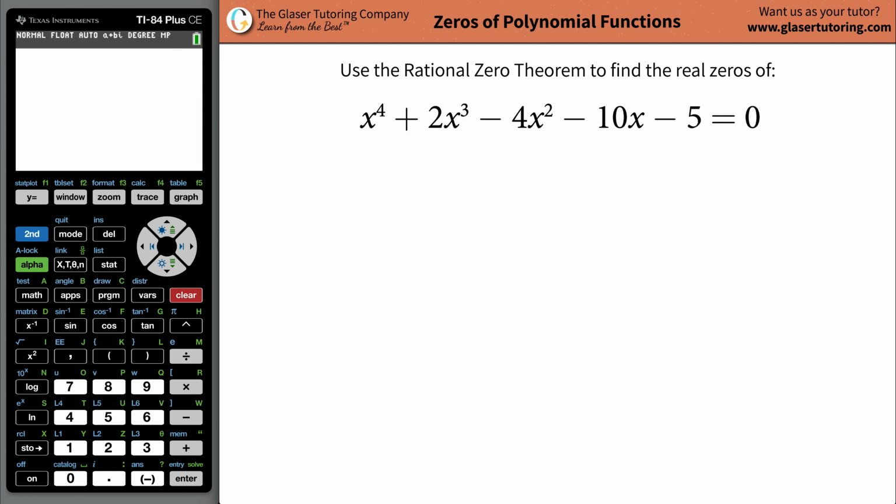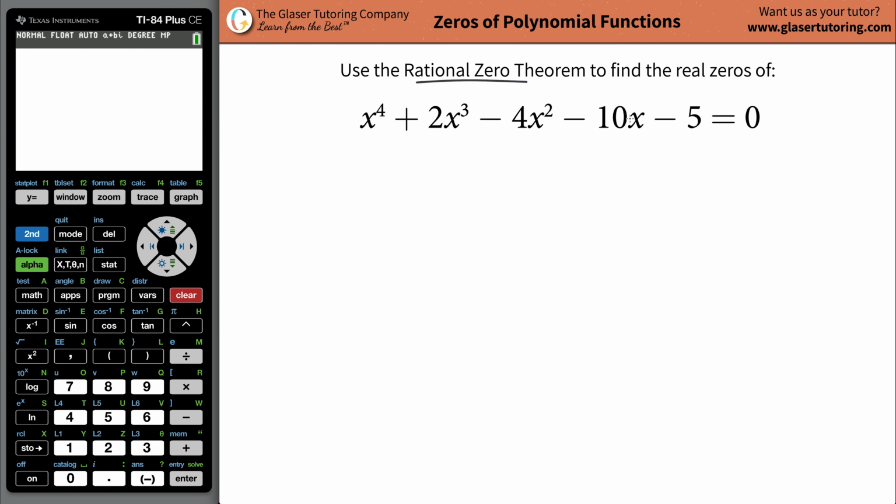Hi, I'm Andrew Glaser from the Glaser Tutoring Company, and today I would like to teach you how to use the Rational Zero Theorem to find the real rational zeros of the following polynomial function: x raised to the fourth plus 2x cubed minus 4x squared minus 10x minus 5.